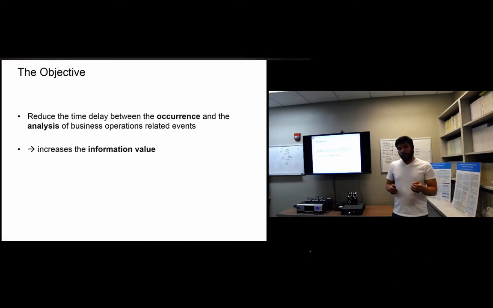Because the reason behind that is when we have it done on a continuous basis and that time is very short, we can actually increase the information value. Let's say, for example, if we can find a deviation happening and we can stop it before it actually goes further, then that has very large benefits.